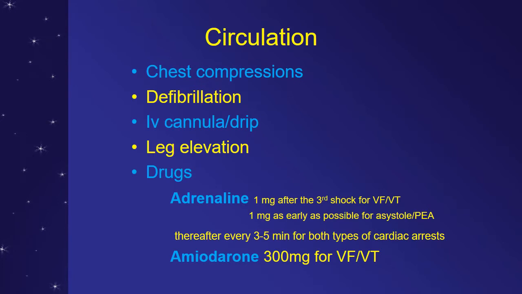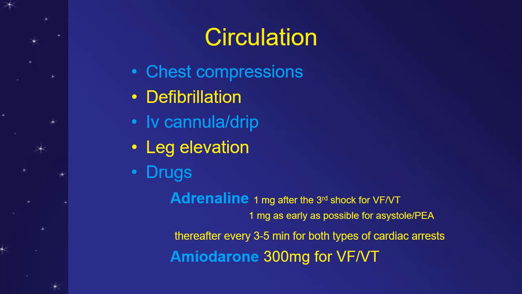So, adrenaline you will be giving 1 milligram after the third shock for ventricular fibrillation or ventricular tachycardia, or you will be giving 1 milligram as early as possible for non-shockable rhythms like asystole or pulseless electrical activity. And thereafter, you have to give adrenaline every 3 to 5 minutes for both types of cardiac arrests.